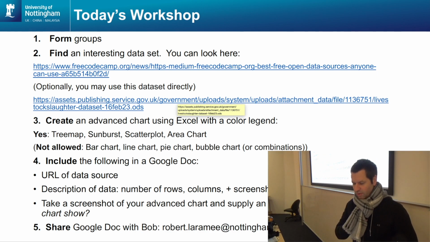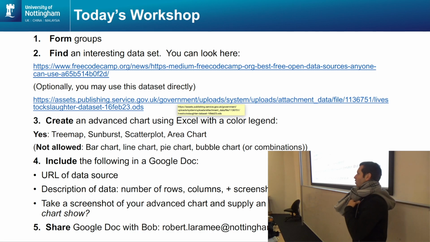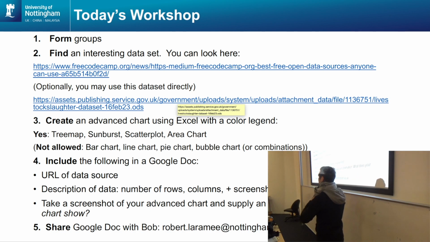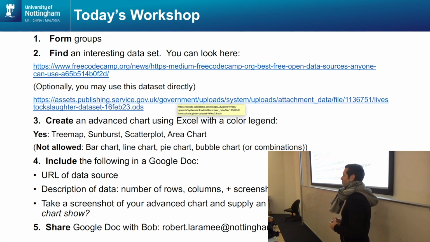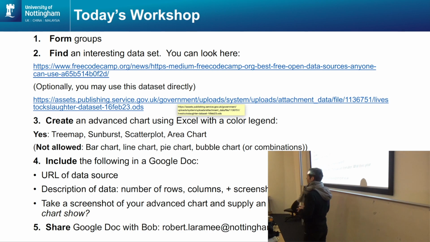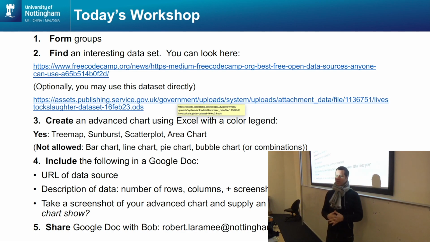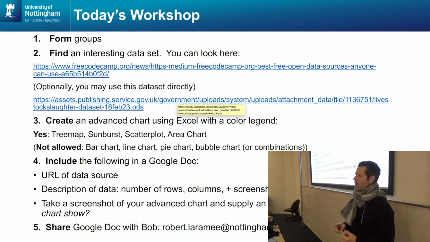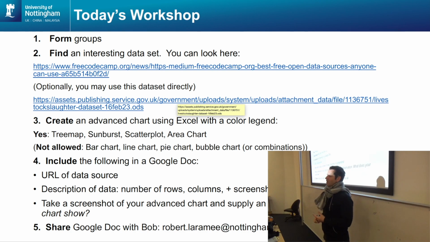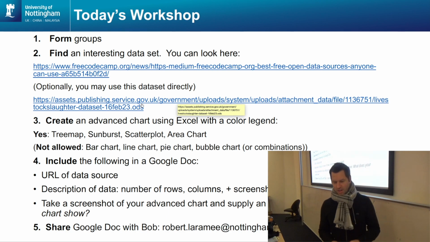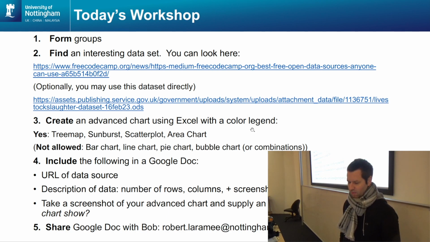Then we're going to use Microsoft Excel. Everybody's used Excel before. However, probably you've noticed Excel has 1 billion features, something like that. It's got a lot of features. So we're going to use some features of Excel that we've never used before. Probably you've already used pie charts, bar charts, and line charts, right? You've all used those already. So you're going to create an advanced chart using Excel with a color legend.